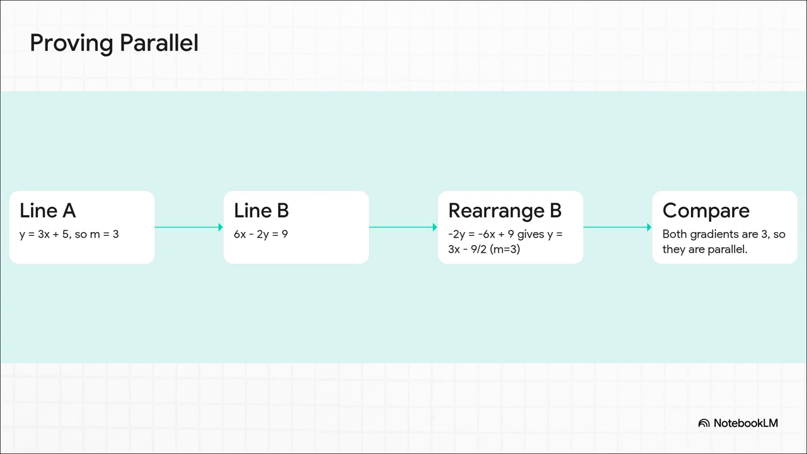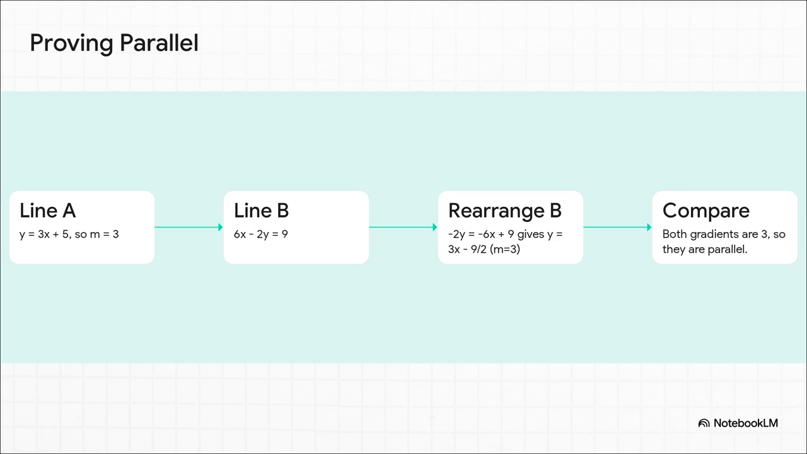Now listen, exam setters love to test this by hiding the gradient in a messy equation. Look at line A. It's given to us cleanly, y equals 3x plus 5. The gradient m is 3. Super easy. But line B is stuck in general form. 6x minus 2y equals 9. You cannot just look at that 6 and guess.